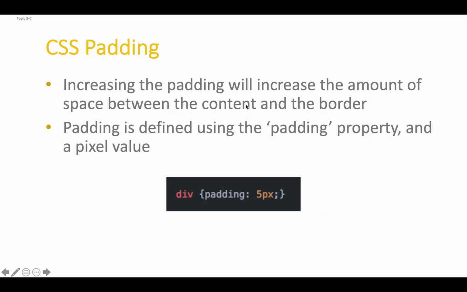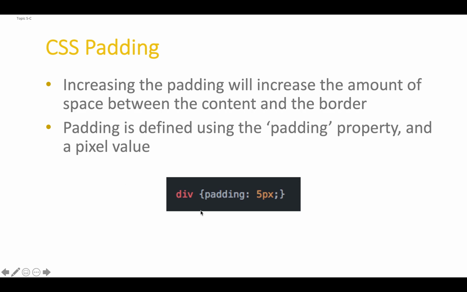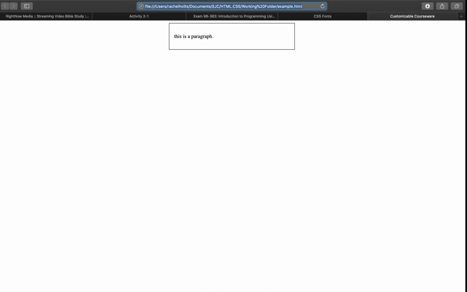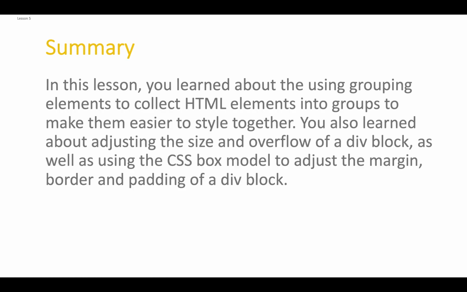And then padding, if you add padding, it will increase the amount of space between the content and the border. Padding is defined using the padding property and a pixel value. So if you only want padding on the top or the left, you can do that as well: padding-top, padding-bottom, padding-left, padding-right. And the padding is right next to the text. Okay? So that is how you style text.